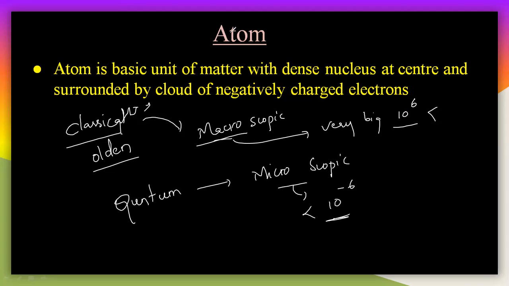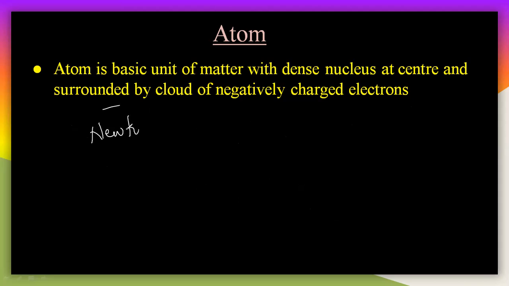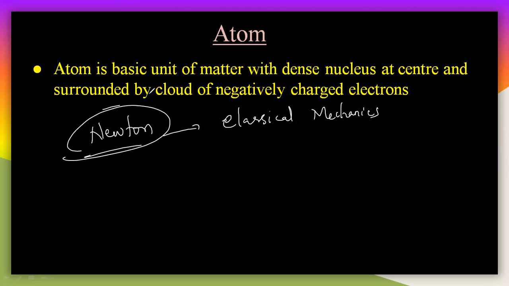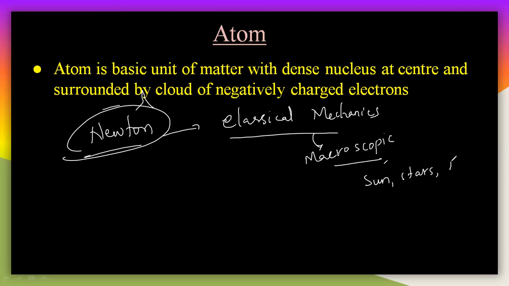From the olden days, there was Newton. Newton is a scientist. The Newton mechanics, whatever theory and laws he proposed, come under classical mechanics. Classical mechanics gave certain ideas about the solar system. He gave many formulas or equations like Newton's first law, second law, third law, and those are completely applicable for the macroscopic system. So classical mechanics is completely for the macroscopic system, macro meaning very big, like the solar system, sun, stars, and moon.